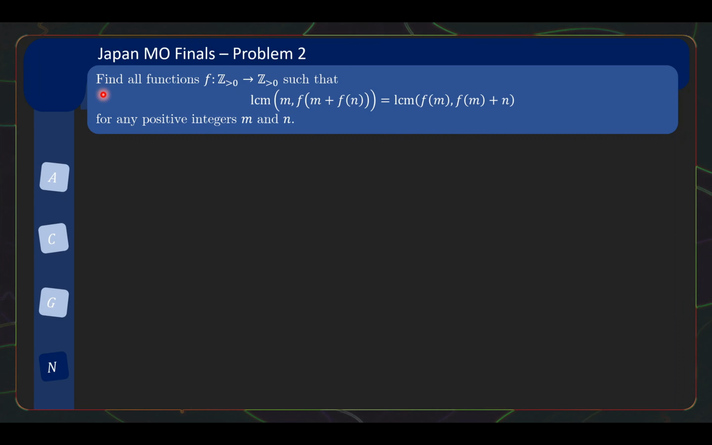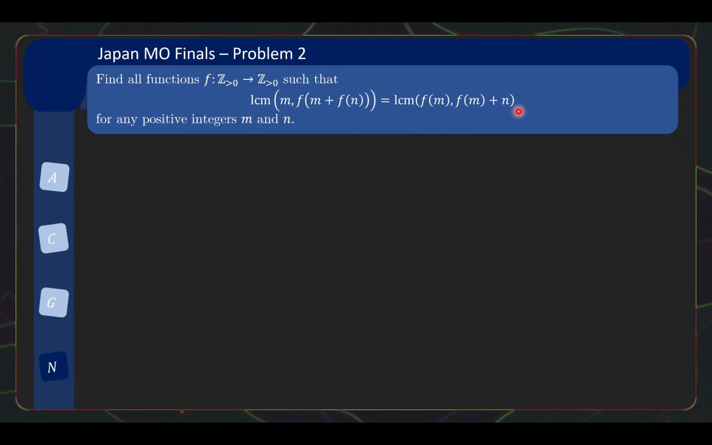So this is problem 2 from the Japan MO finals of this year. Find all functions f from the positive integers to positive integers such that LCM, which is lowest common multiple, of f(m) + f(n) equals LCM of f(m + n) for any positive integers m and n. So this looks really complicated, but we will soon be acquainted with this.